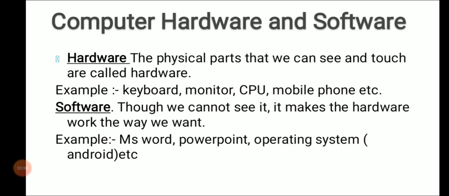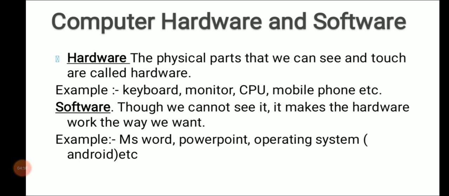Next term is computer hardware and software. In previous classes, we learned many times about hardware and software. What is hardware? All the physical or tangible parts of the computer that we can see or touch. Examples are the keyboard, mouse, CPU, mobile phone. They are examples of hardware. In that hardware we install certain applications, like your WhatsApp, that we can only see but can't touch. They are all software, like your MS Word, PowerPoint.